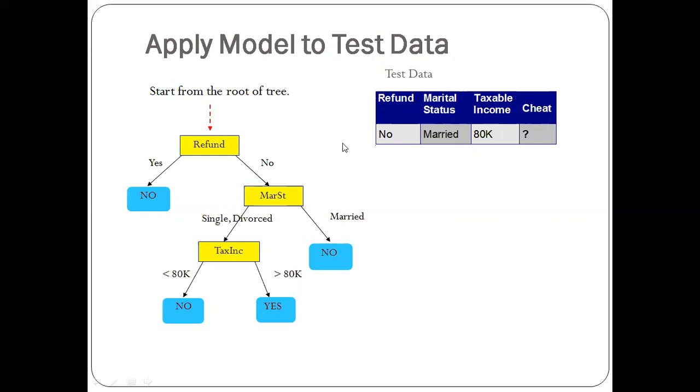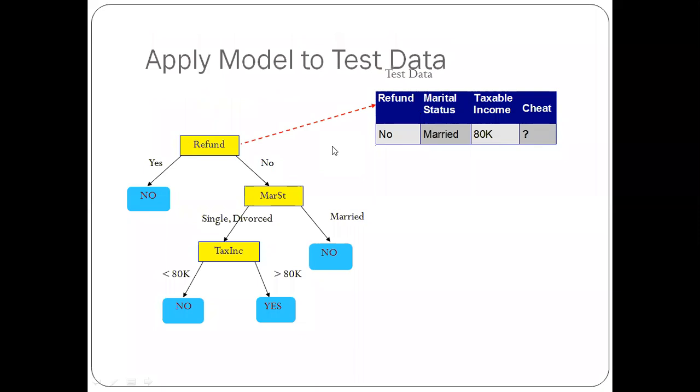What we will do is traverse from the root node. We will start from the root node and check the attribute test conditions. Initially, we start with the first test condition, that is refund. The refund they have given is no, so we need to traverse this path.